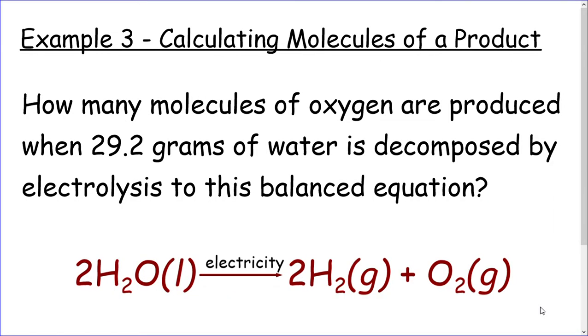So this part, example 3, calculating molecules. The question basically says, how many molecules of oxygen are produced when I have 29.2 grams of water and it's decomposed by electrolysis to get this balanced equation. So we've got 2 molecules of water, and 2 molecules of hydrogen gas and 1 molecule of oxygen gas as products. So in this one, notice what we're starting with. Okay, we're starting in grams. And what is it asking to get into, right? How many molecules of that thing? So we're starting in grams and we're going to molecules.